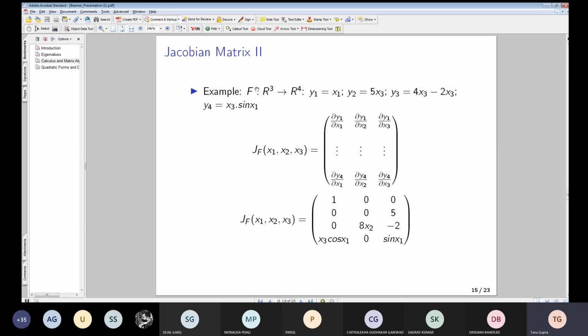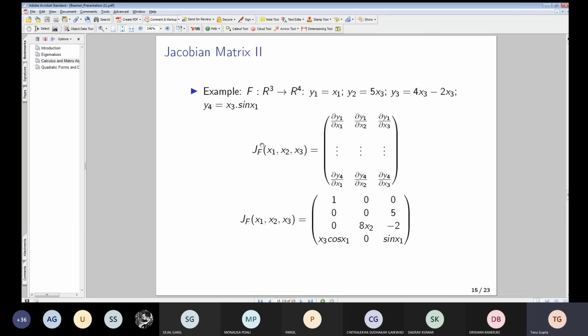So suppose there is a function from R3 to R4. What does it mean? That x is a three-dimensional vector and y is a four-dimensional vector. Okay, and y1 is equal to x1, y2 is equal to 5x3, y3 is equal to 4x3 minus 2x3, and y4 is equal to x3 multiplied by sine x1.